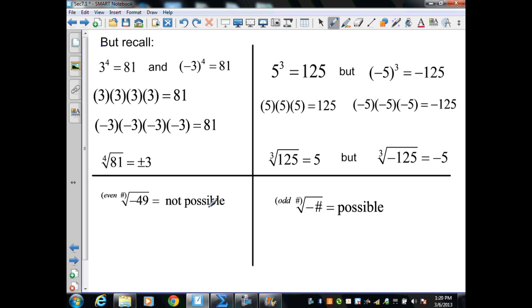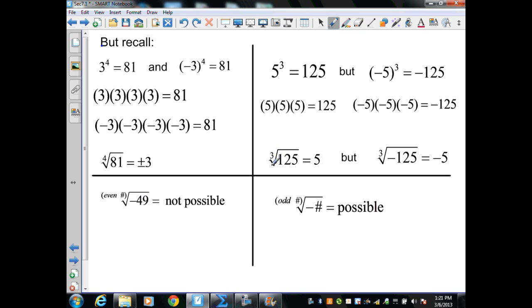But if I take a look at the other side of the line, I have 5 cubed, which I know is 125. 5 times 5 times 5. I also have a negative 5 cubed. A negative 5 cubed is going to give me a negative 125. Negative times a negative is positive, and a positive times a negative is negative. Therefore, I have 2 setups, just as I have shown here, with the 5 times 5 times 5 and negative 5 times a negative 5 times a negative 5.